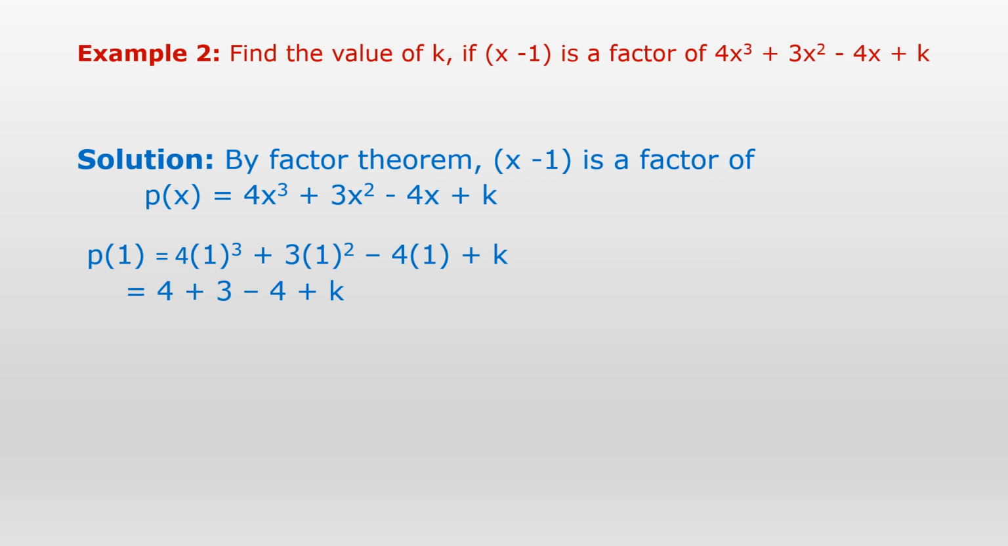Now when we solve this, we get 4 plus 3 minus 4 plus k. So we need the value of k here. So 4 plus 3 is 7, minus 4 becomes 3, plus k. What do we do here? We get 3 plus k. Now we need the value of k. So we bring 3 to the right hand side.